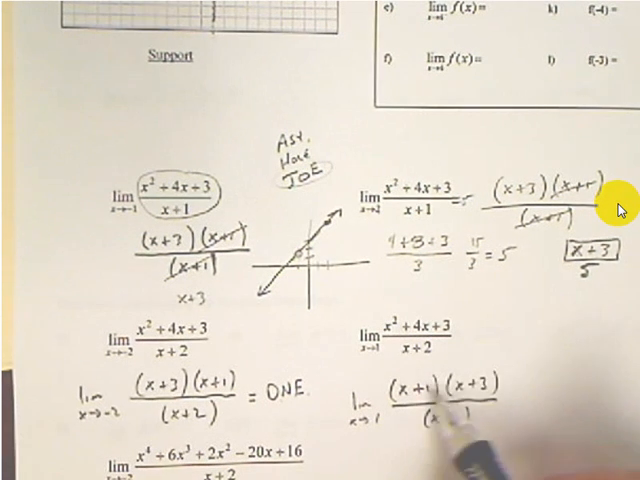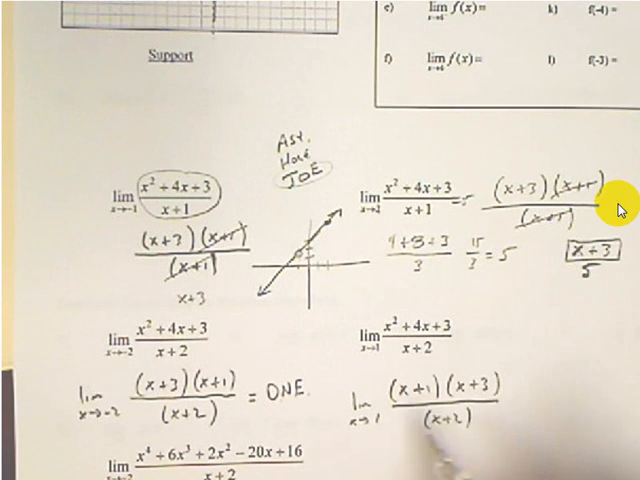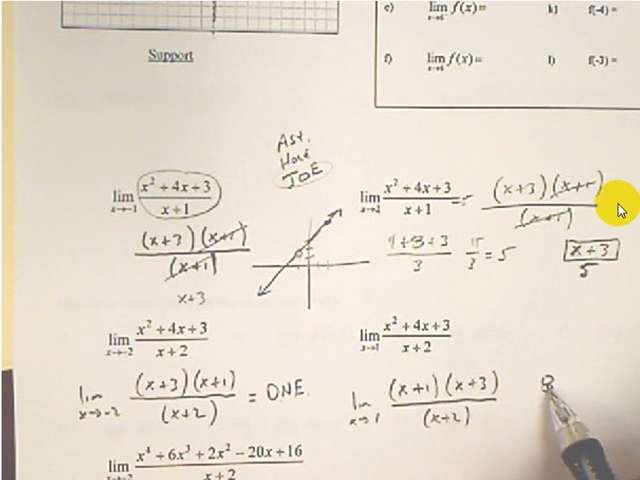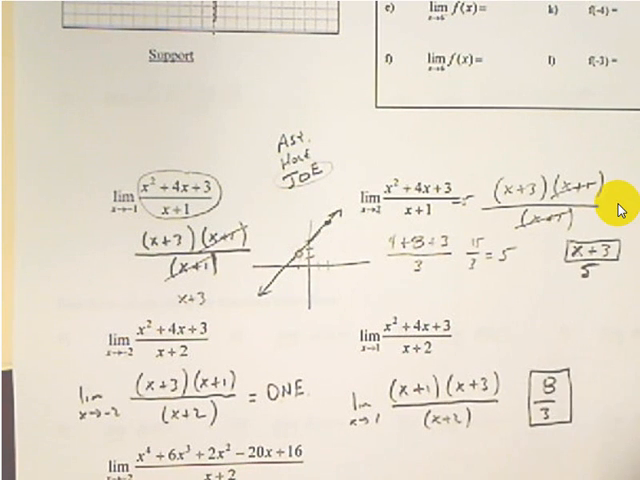Now, I could plug it into here. I can plug it into this simplified equation. So if I put 1 right there, I get 2 times 4, which is 8 over 3. 8/3. Just an ordinary point, but fractions are okay.